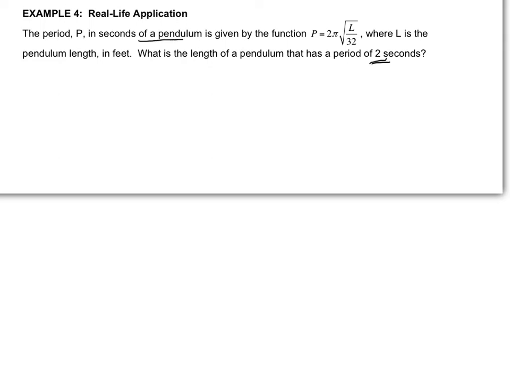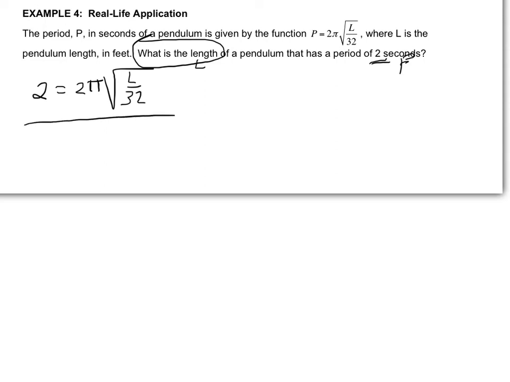So this is the other piece. What is the length, which is the L we're looking for? So once I've determined that it's the P for that one I have, the length is what I don't have, now I can just plug in my formula and solve. 2 equals 2 pi, the L is what we don't have, over 32.